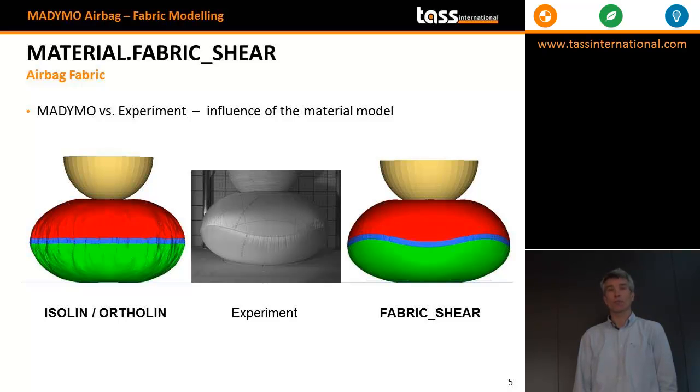Here you see a comparison with respect to an experiment. On the right side you see the fabric shear, and there is a sine wave occurring. The left is isolin or ortholin, and there you see there is no sine wave occurring. This is because of the shear modulus. Obviously, this will affect your results, because the volume will be different, and the pressure might be different as well due to that, and also the moment of contact, or the way it slides off the airbag, potentially. So, for that reason, we recommend to use fabric shear.